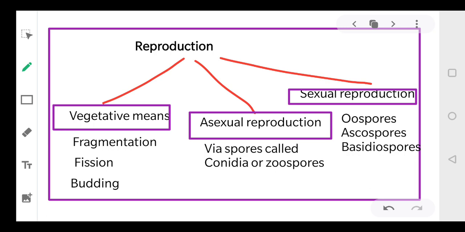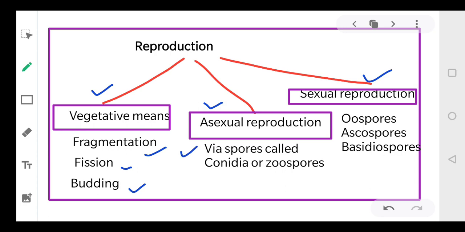Now the different modes of reproduction in case of fungi. Fungi may reproduce vegetatively, asexually, or sexually. If the fungi is reproducing vegetatively, then different methods can be employed. That is, first is fragmentation, second is fission, third is budding, right? These are the methods through which the fungi will reproduce.